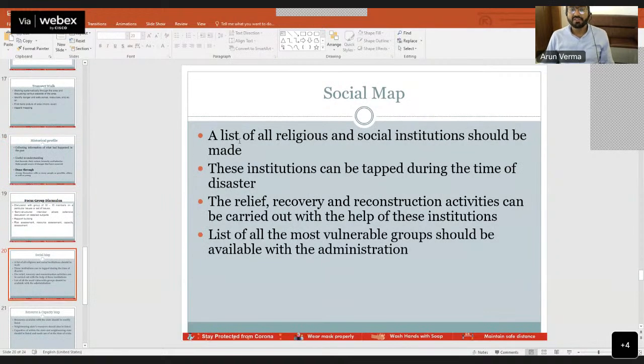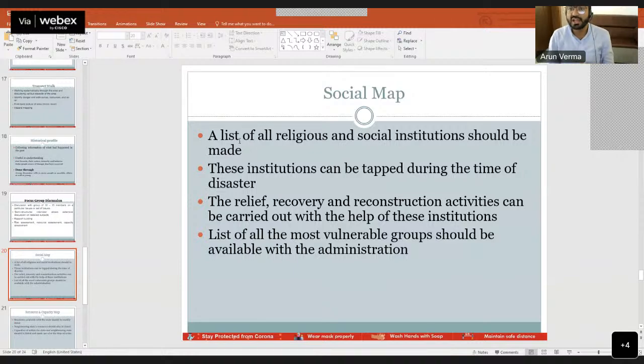Social map: we don't want to hurt the sentiments of any religious group. So we should mark where the religious places are. Religious means where the mandir is, where the gurdwara is, where the mosque is, where the church is. We should also think about these things when we are making our DM plan, keep them in mind and put in our DM plan where they are.